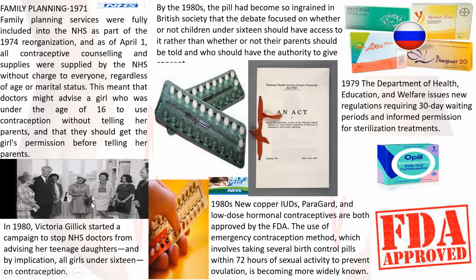I've given some explanation about who did the family planning discussion, and I've added related images. Then in 1979, the Department of Health, Education and Welfare issued new regulations requiring a 30-day waiting period and informed permission for sterilization treatment. Then the FDA approved this medication, so see the images related to that. You need to add the writing, and at the same time you have to add related images. So the third person can use this slide.